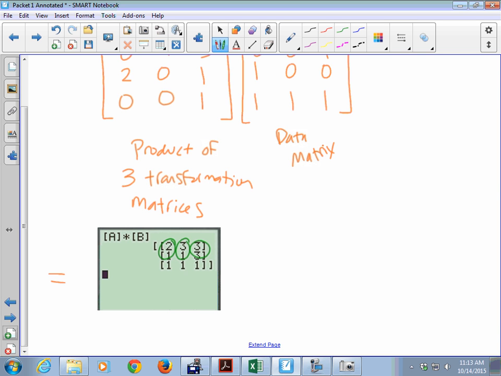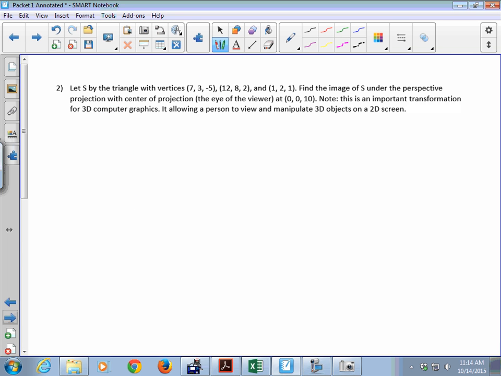Okay, so we got one more piece. We got to do an example of a perspective projection. Okay, so we're going to again start with a triangle just because it's a really simple image. It's a three-dimensional object because it's got points in R3.